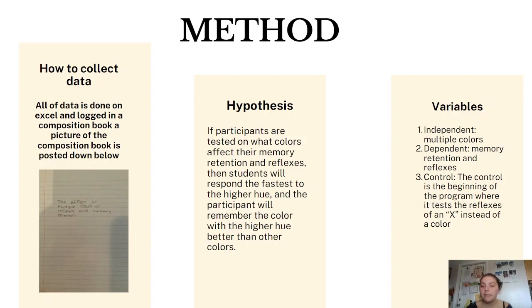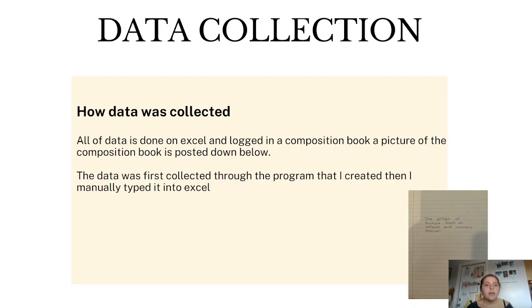My variables: independent, multiple colors; dependent, memory retention and reflexes; and my control is the beginning of the experiment where the participant saw the stimulus of X instead of a color. Data collection. My data was done on Excel and it was logged in a composition book and a picture is attached below. The data was first collected through the program that I created, then I manually typed it into Excel.